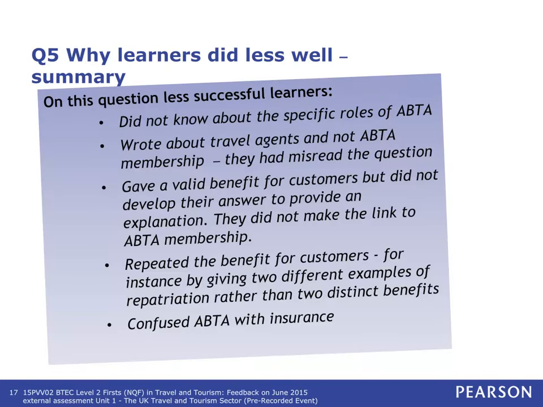Question 5. Why learners did less well? Summary. On this question, less successful learners did not know about the specific roles of ABTA. Wrote about travel agents and not ABTA membership, they had misread the question. Gave a valid benefit for customers, but did not develop their answer to provide an explanation. They did not make the link to ABTA membership. Repeated the benefit for customers. For instance, by giving 2 different examples of repatriation rather than 2 distinct benefits. Confused ABTA with insurance.